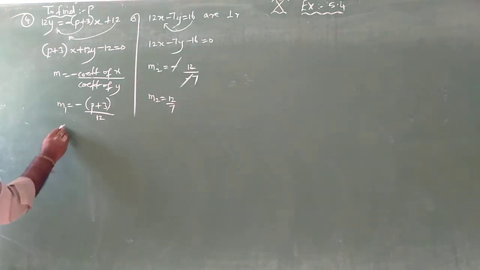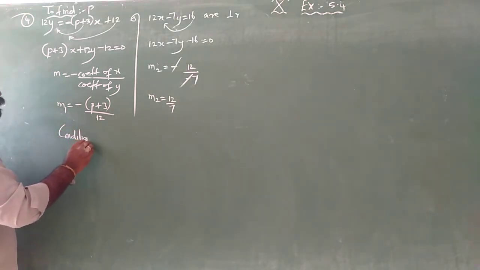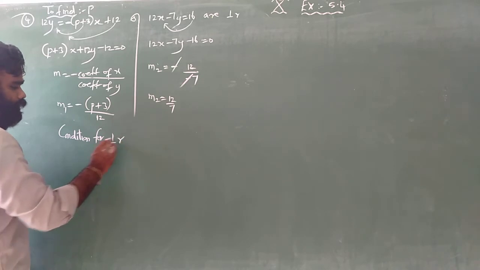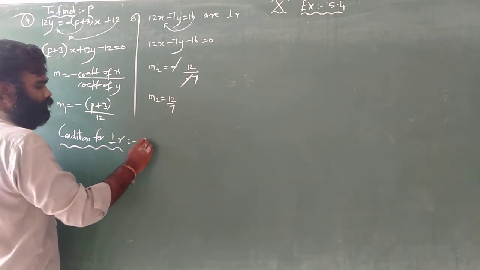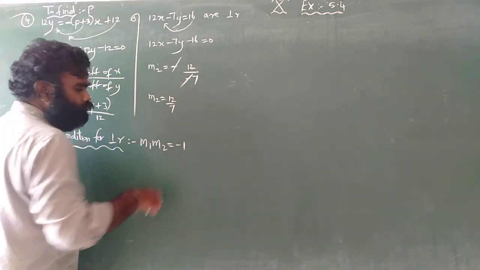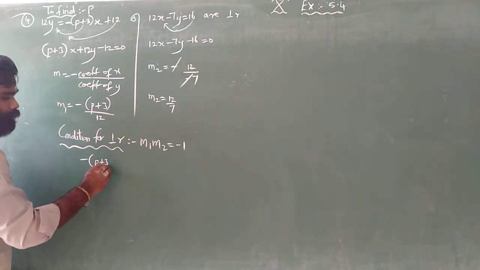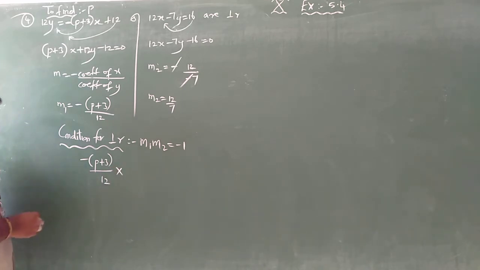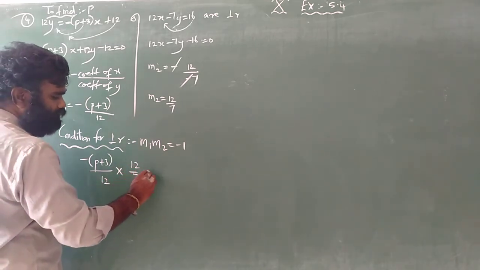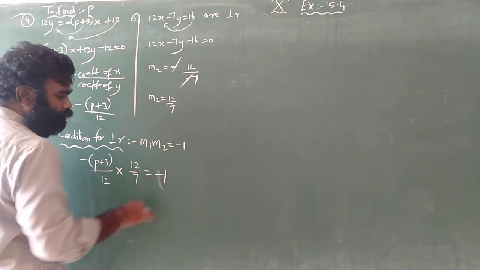So you know the condition for perpendicular. What is the condition of perpendicular? m1 m2 is equal to minus 1. So what is m1 here? Minus (p + 3) divided by 12. What is m2 here? 12 by 7, is equal to minus 1.